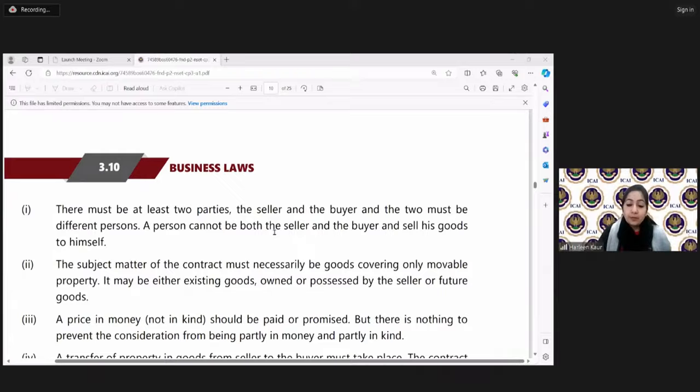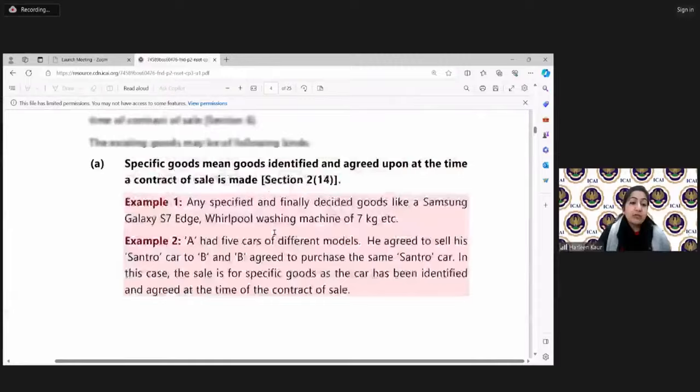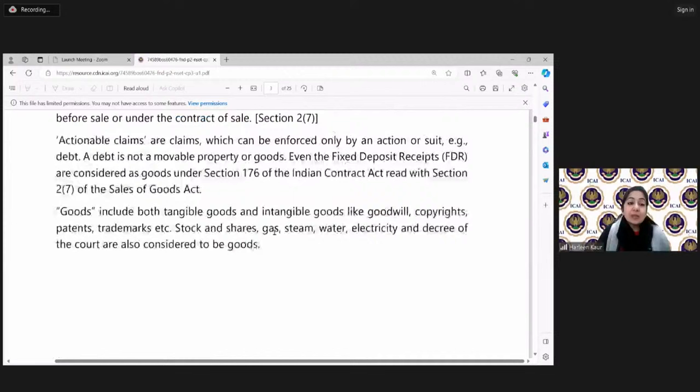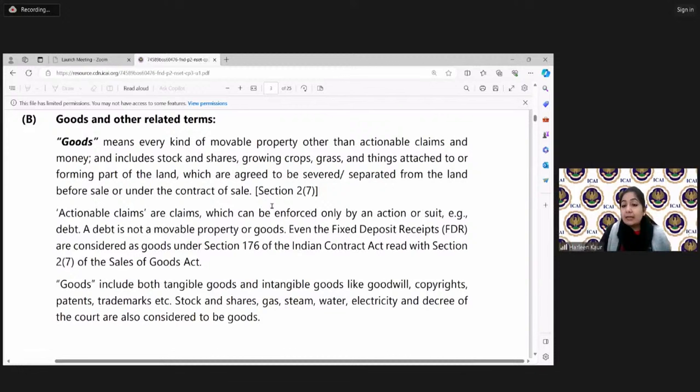So, there can be two types of debts. If you go to the study material, I'll just show you. It says that a secured debt is a kind of actionable claim. So, for example, if you have taken money from your friend for 10,000 rupees and you have given him your watch in return of that. So, that is a secured debt. That means some security has been given. If you don't pay it back, he can take an action against you. That means he can sell off your watch and he can recover your money.